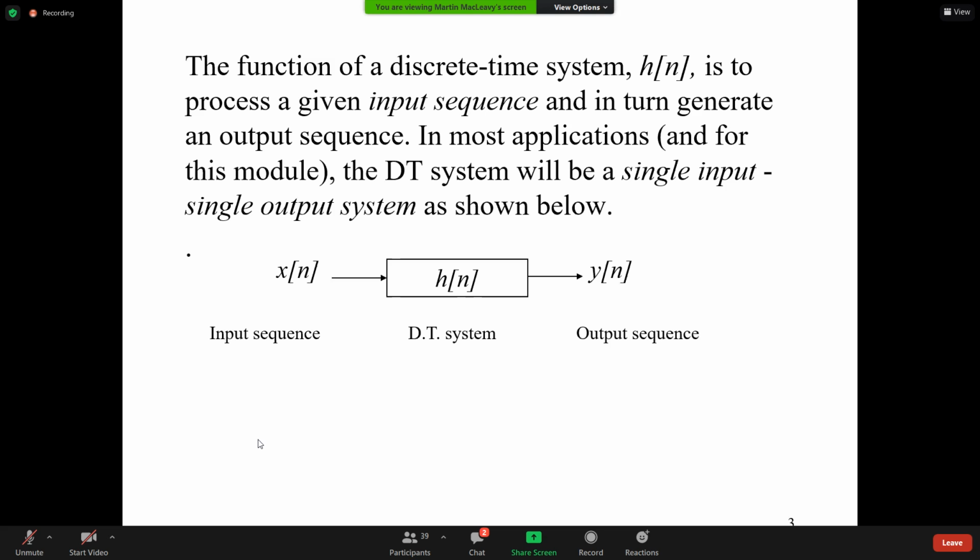Just to recap from the first slide last week. Our discrete time system's function is to process an input sequence and in turn generate an output sequence. The discrete time systems that we will be looking at will be single input, single output systems. And that's normal for an undergraduate course.